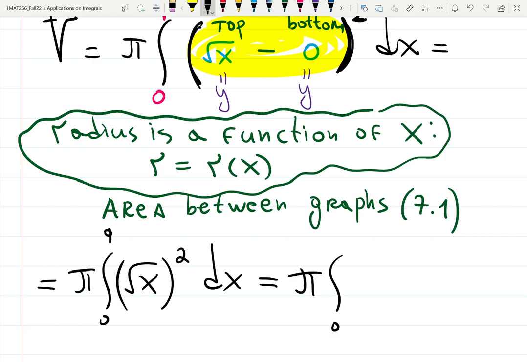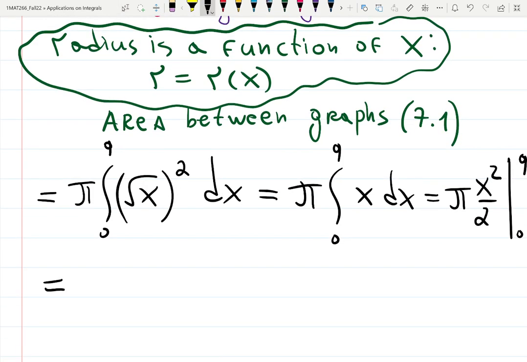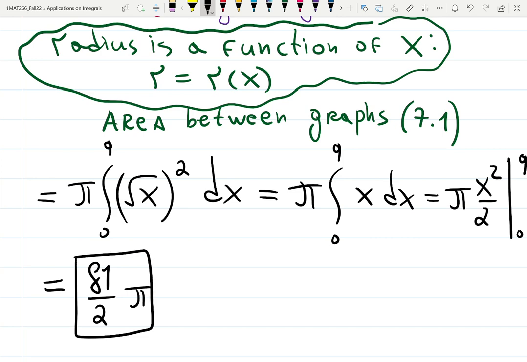Did you finish integrating? Or are you waiting for me? Integral of x dx is pi x squared over 2, from 0 to 9. Plug in 9, plug in 0, subtract, and you will get 81 over 2 pi. You better have a positive answer because it's area. Oh, it's not area. It's volume. Units what? Cubed. You better have a positive answer. It's like an object. It's the volume of the vase, of the water bottle, of the drum you're playing with, and so on.